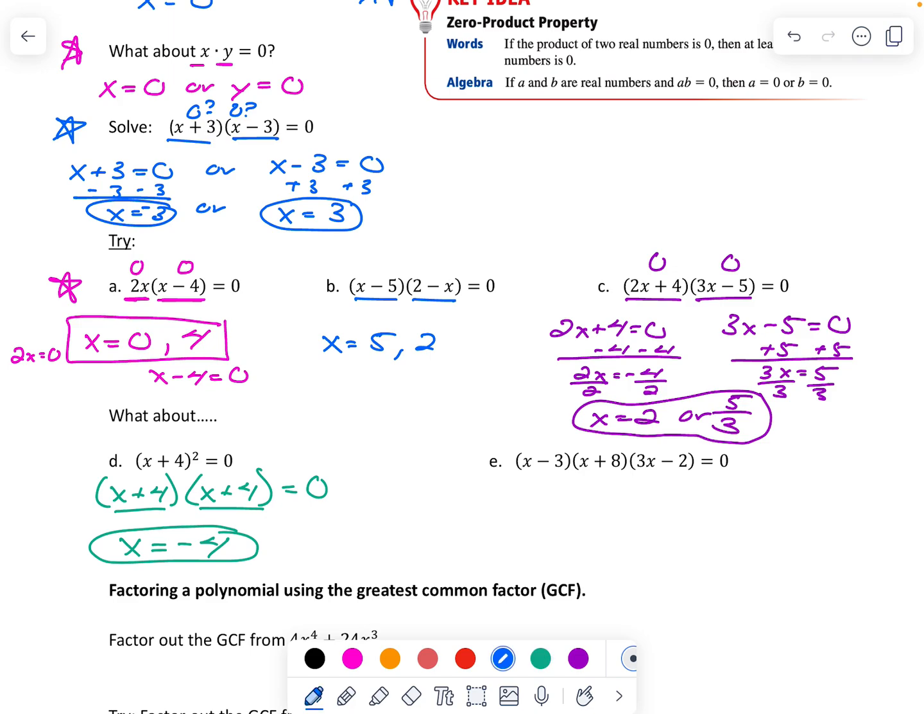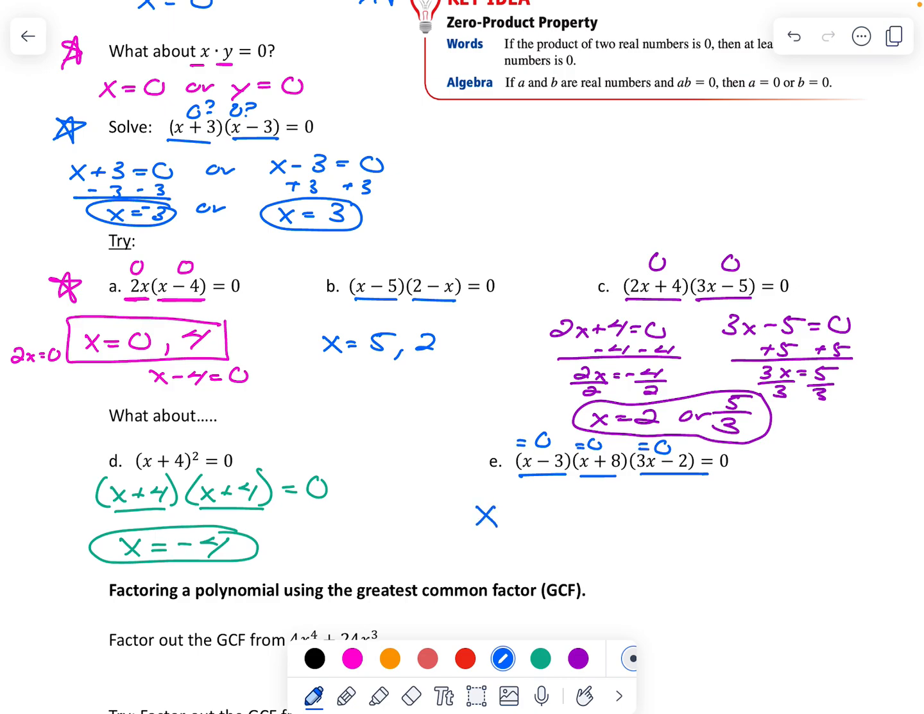For this next example, you could try it on your own. You can always pause the video if you want to try it on your own first. We need to set, now these are 3 things multiplied to equal 0. Well, it's the same idea. If you have any number of things multiplying together to equal 0, at least one of those factors has to be 0. So we're going to set each of these parentheses equal to 0 and solve.